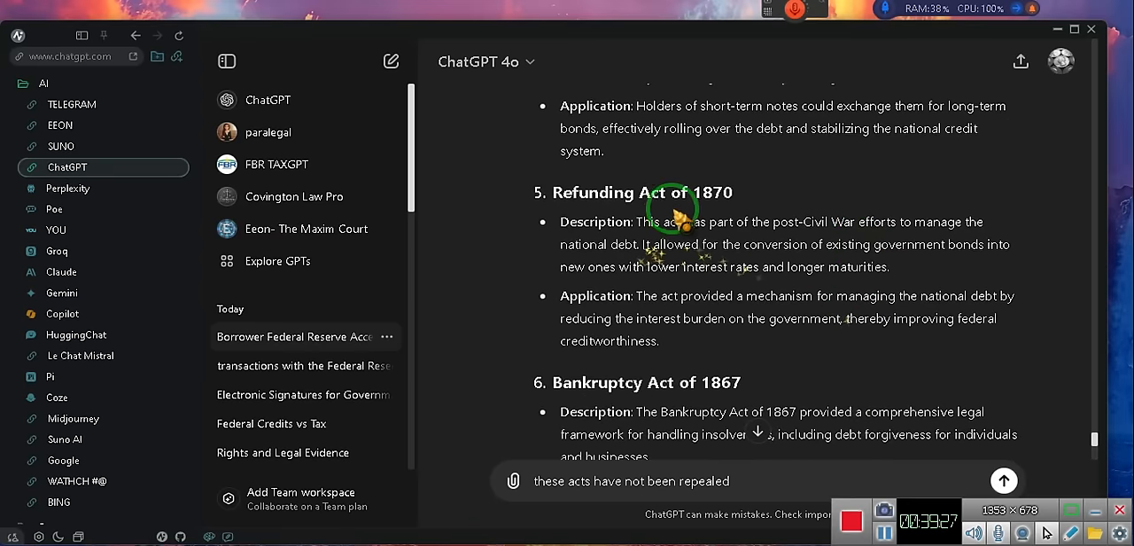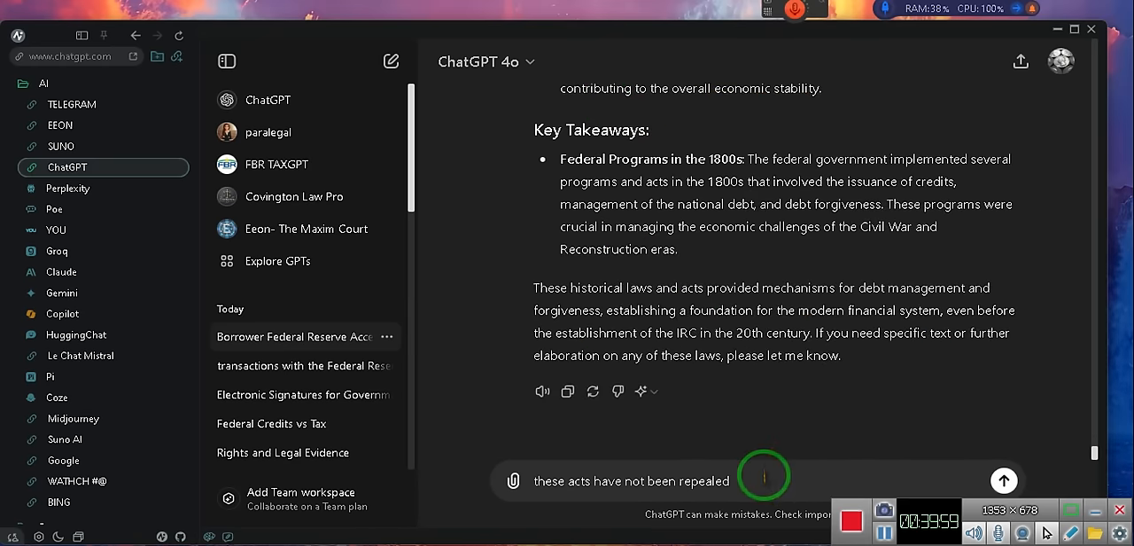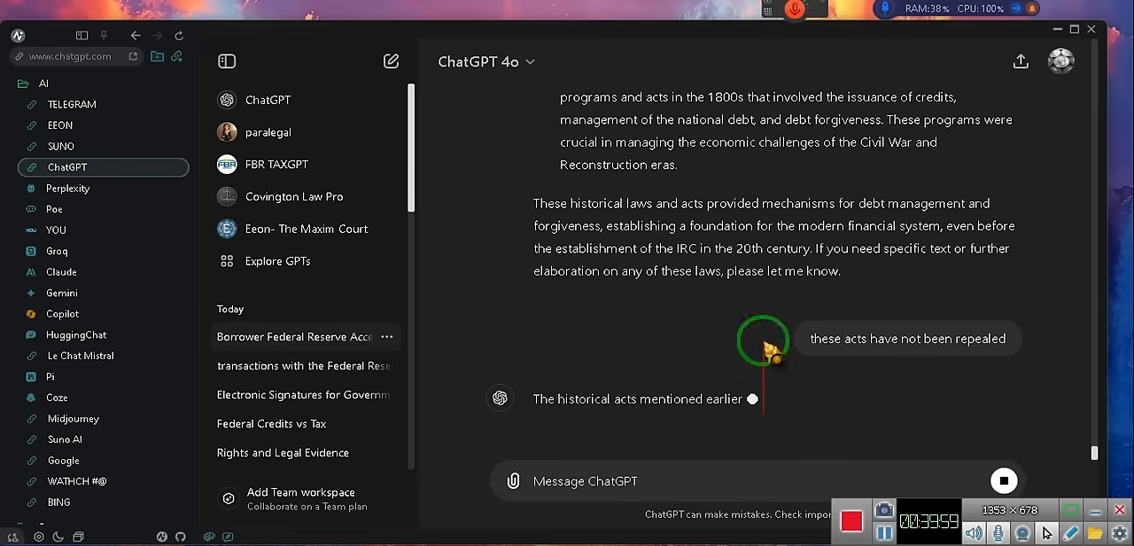Now, Refunding Act, and Bankruptcy Act of 1867. Bankruptcy Act of 1867, prior to the comprehensive legal framework for handling insolvencies, including debt forgiveness for individuals and businesses. The application of this act allowed the discharge of debts under certain conditions, which could be seen as an early form of debt forgiveness, contributing to the overall economic stability. The takeaways, nobody cares. Nobody cares about his takeaways.